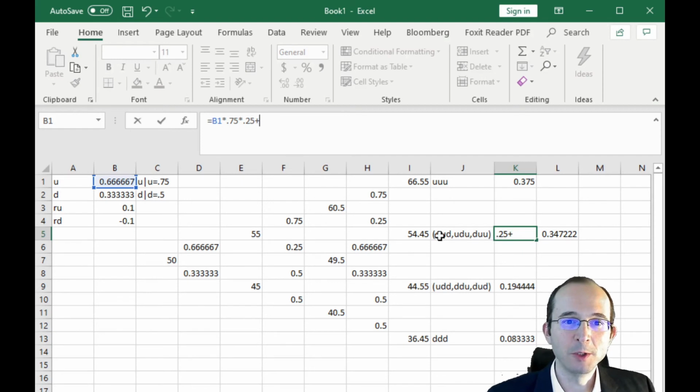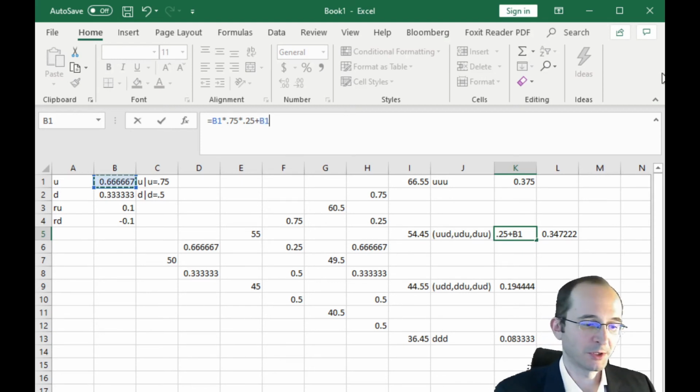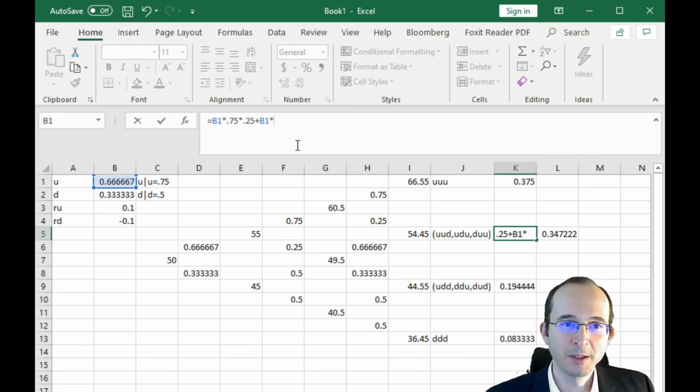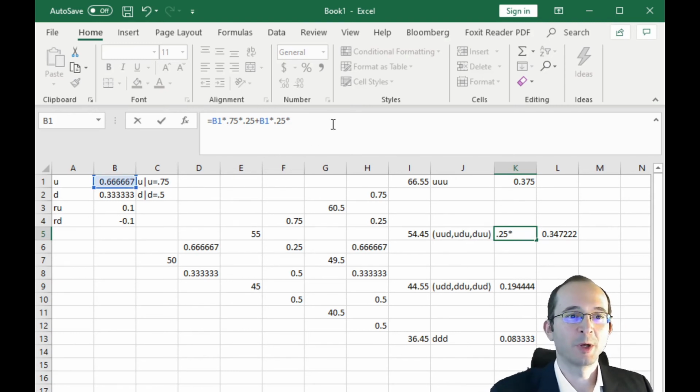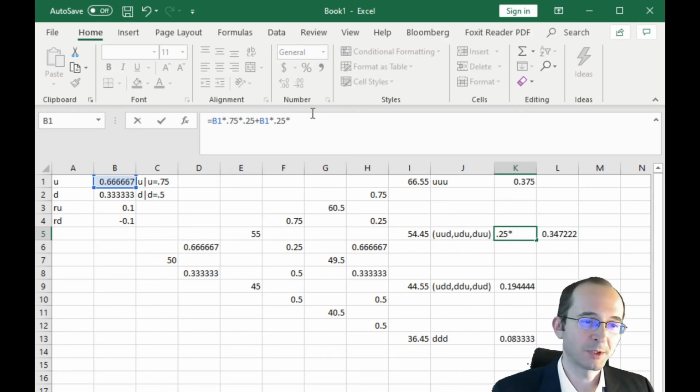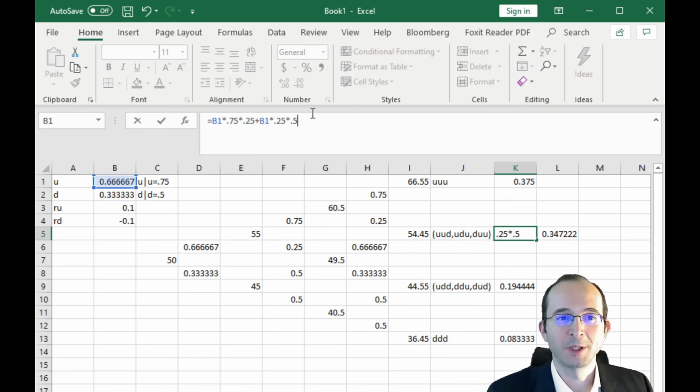What about the UDU path? Well, the probability of going up in the first place is only 66%. Conditional on that, what's the probability of going down? Well, that's 25%. And conditional on that, what's the probability of going up? Well, remember, actually the probability of going down if you went down in the prior period is 50%. So probability of going up if you went down in the prior period is 50% also.